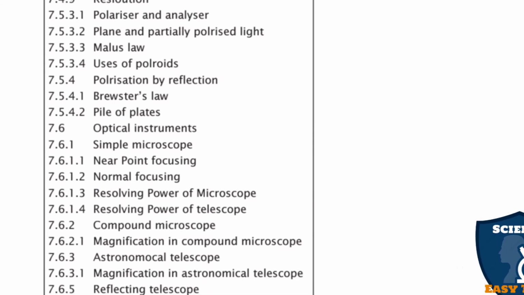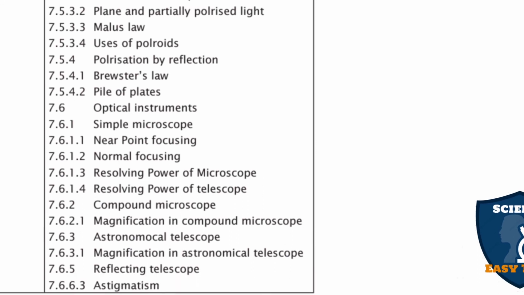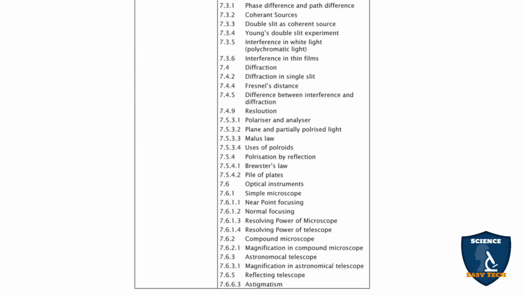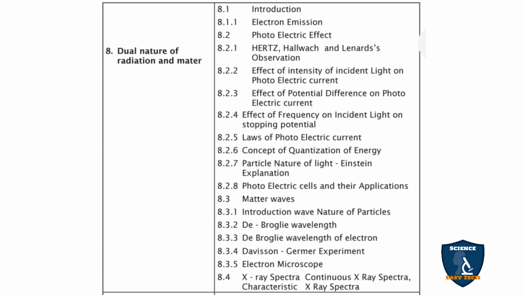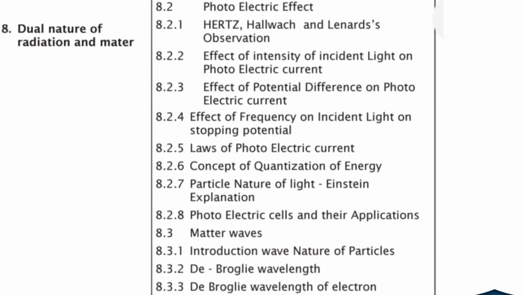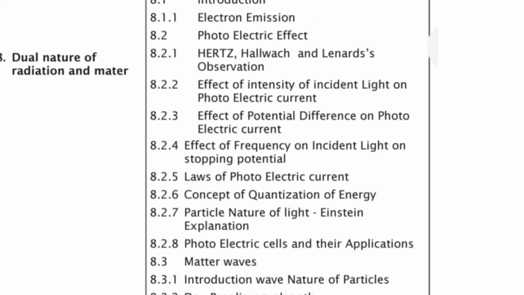7.6.2 compound microscope. 7.6.2.1 magnification in compound microscope. 7.6.3 astronomical telescope. 7.6.3.1 magnification in astronomical telescope. 7.6.5 reflecting telescope. 7.6.6.3 astigmatism. Next, 8th chapter, dual nature of radiation and matter.